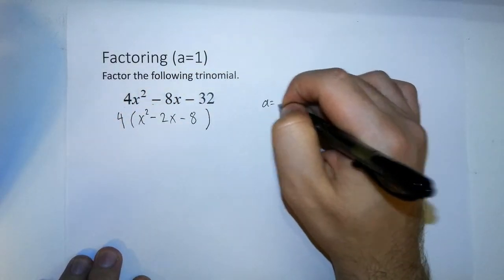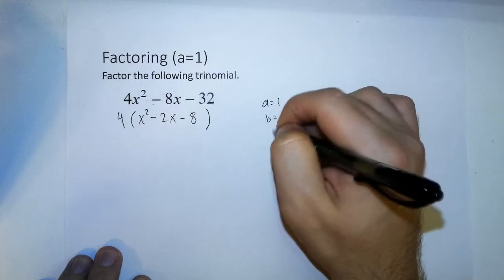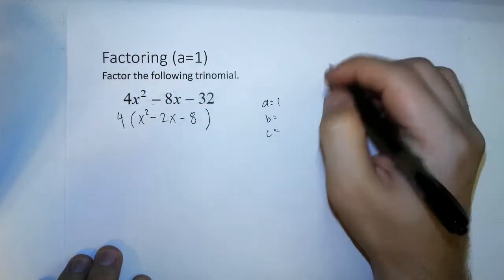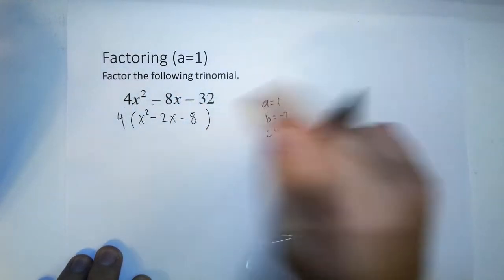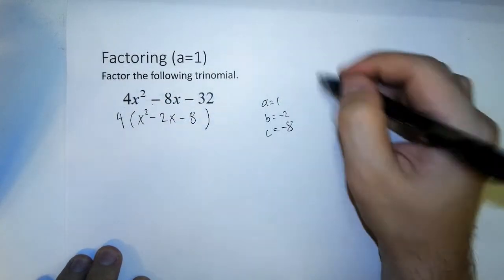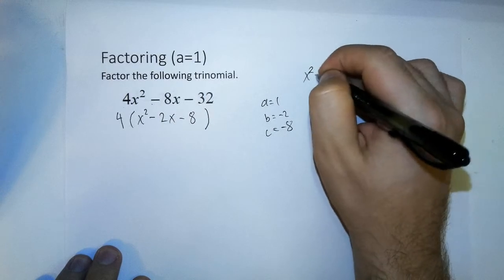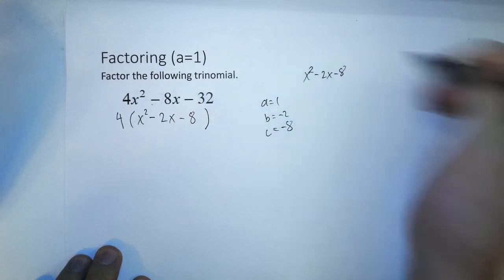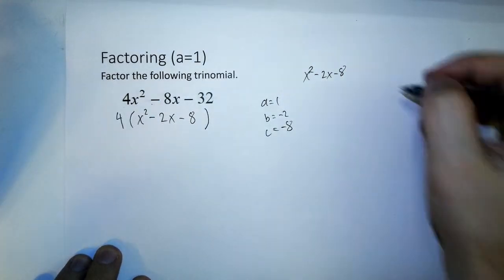And I guess we can do this problem to the side for right now, because we're going to come back to it after we factor out the middle part. That's what a, b, and c would be for this: x squared minus 2x minus 8. And we can now do that factoring method.